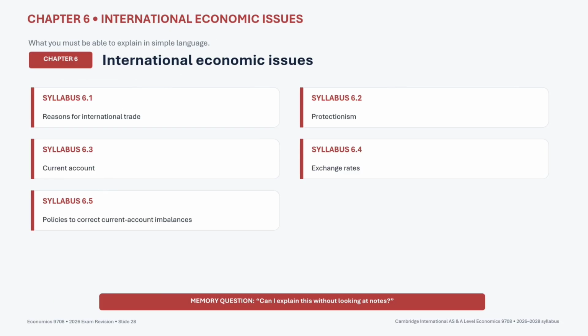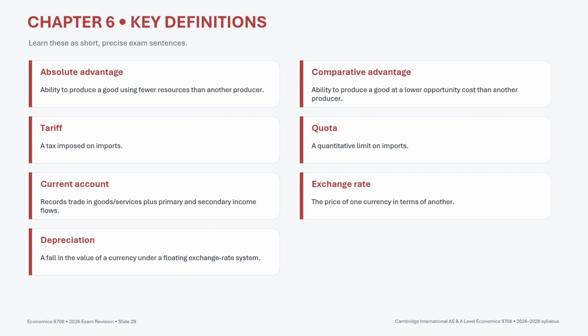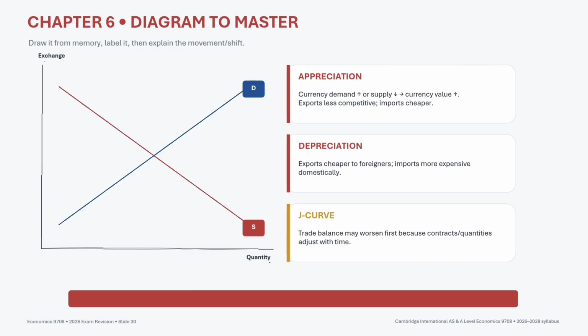Chapter 6 is about international economic issues, and it covers international trade, protectionism, current account, exchange rates, policies to correct current account imbalances. So you need to know the key definitions about absolute advantage, comparative advantage, tariff, quota, current account, exchange rate, depreciation. And the diagram to master is about the foreign exchange market, the appreciation and depreciation, the export-import impact.